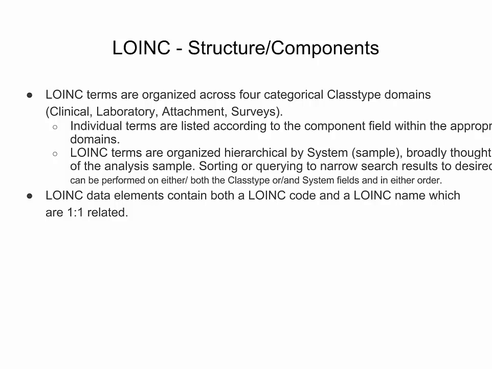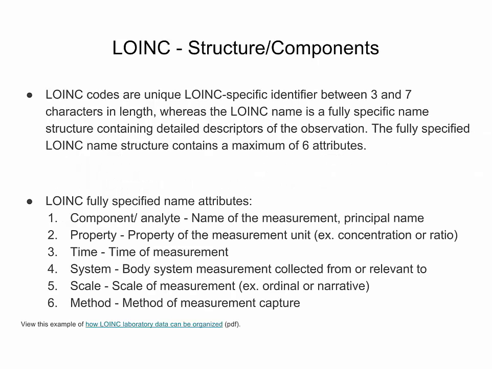LOINC data elements contain both a LOINC code and a LOINC name, which are one-to-one related. LOINC codes are unique LOINC-specific identifiers between 3 and 7 characters in length, whereas the LOINC name is a fully specified name structure containing detailed descriptors of the observation. The fully specified LOINC name structure contains a maximum of 6 attributes.